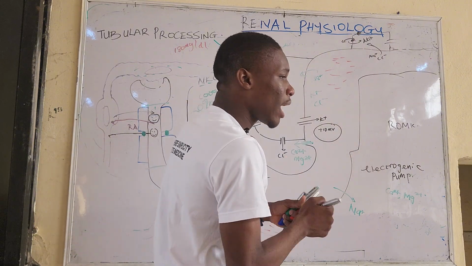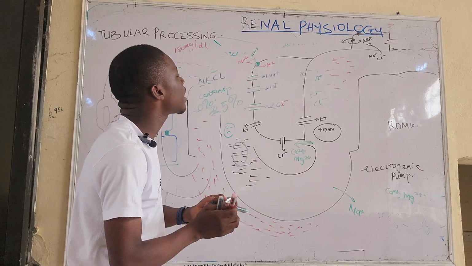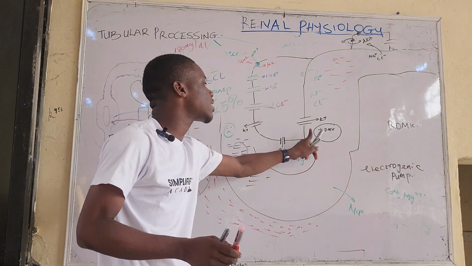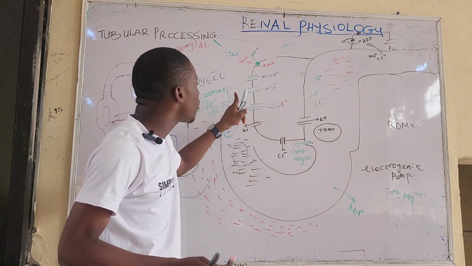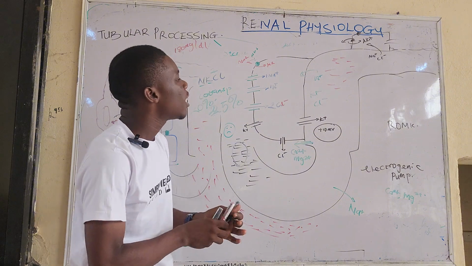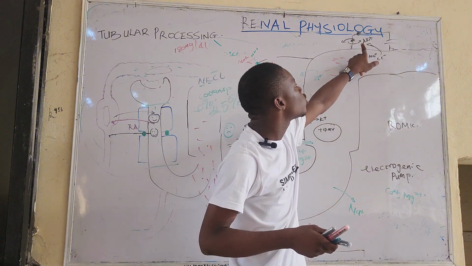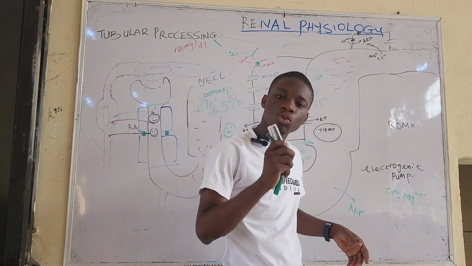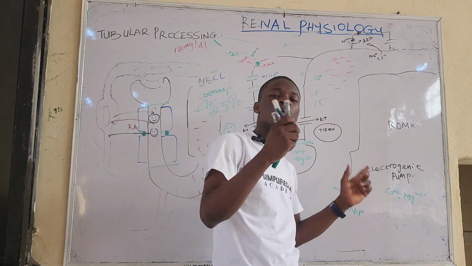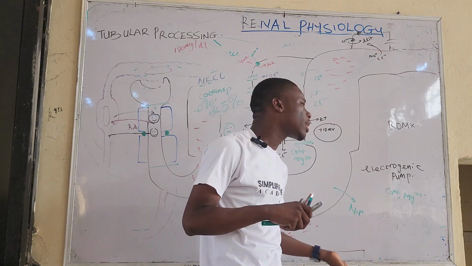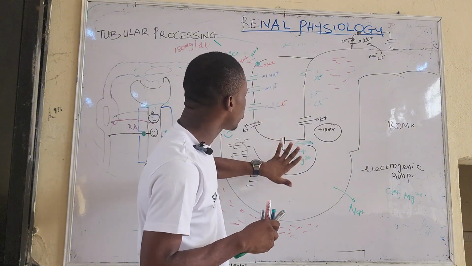Don't forget, because they can ask what is the mechanism in which sodium is reabsorbed in the thick ascending loop of Henle. It is through sodium potassium 2 chloride co-transporters. But if they ask you how sodium is reabsorbed in the early DCT, it is through sodium chloride co-transporters. Sodium chloride and sodium potassium 2 chloride are two different mechanisms. So basically, that is how this loop of Henle works.